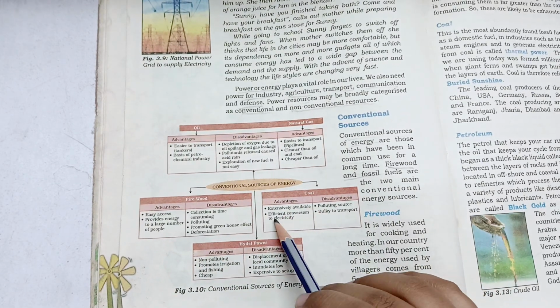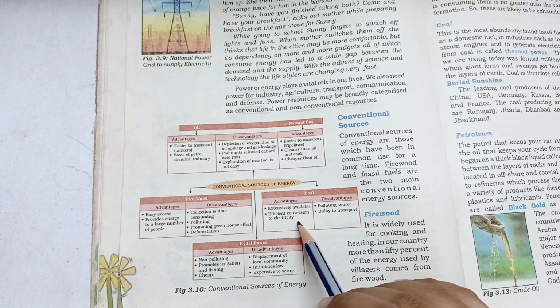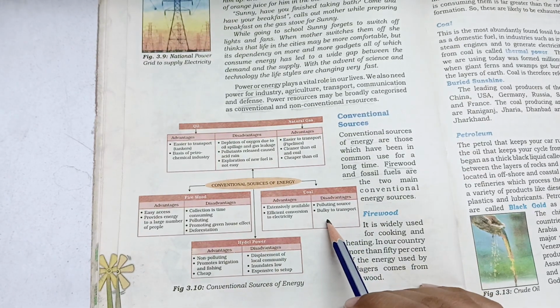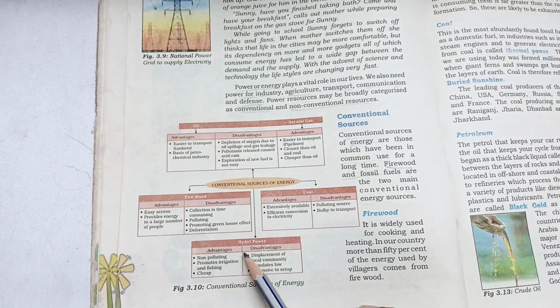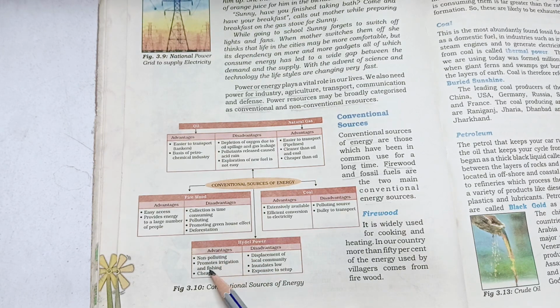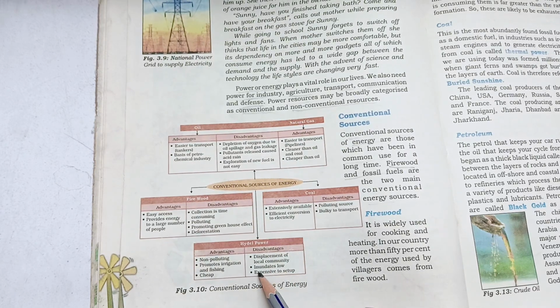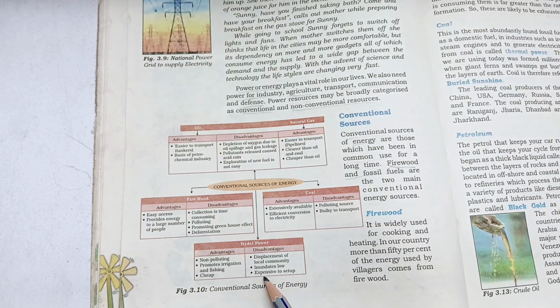Coal advantages: extensively available, efficient conversion to electricity. Disadvantage: polluting source, bulky to transport. Hydel power advantages: non-polluting, promotes irrigation and fishing, cheap. Disadvantages: displacement of local community, inundates low land, expensive to set up.